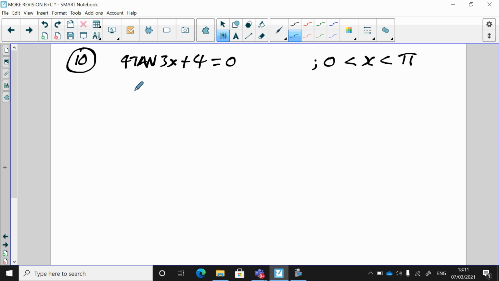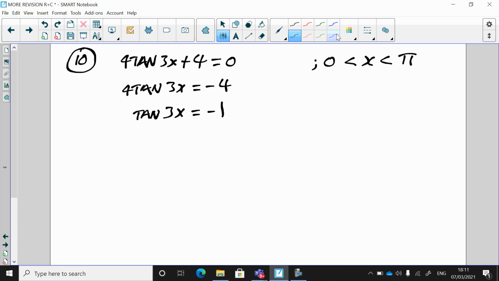Right, so let's go and rearrange this equation. So we get 4 tan 3x equals -4, and let's divide by that 4. So we'll get tan 3x, -4 divided by 4 is -1. Okay, danger, danger, negative here. So we've got tan 3x equals -1.